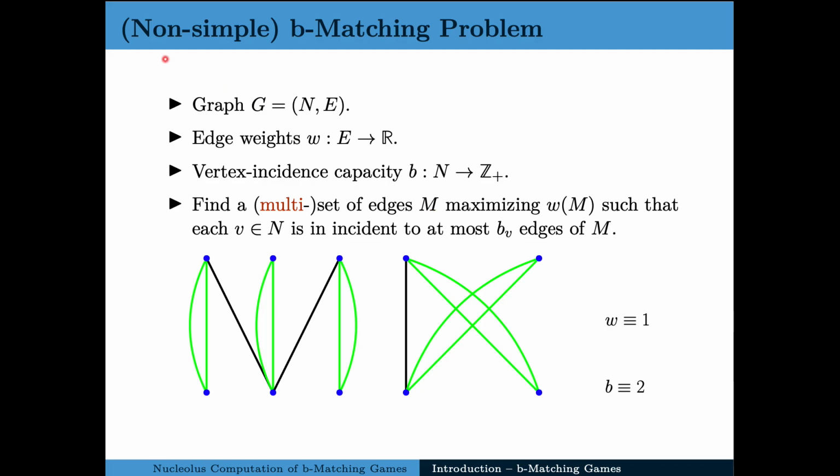Alternatively, we can talk about non-simple b-matchings, where we're now able to select a multi-set of edges, but everything else stays the same. Again, in this figure below, I indicated a maximum non-simple 2-matching when the weights are uniform. I've also explicitly chosen the edges to be parallel edges to stress the fact that we can choose a multi-set of edges.